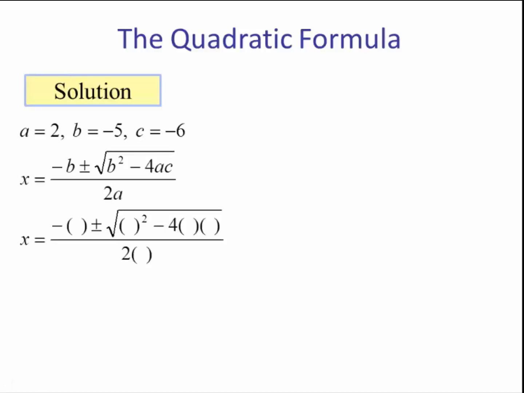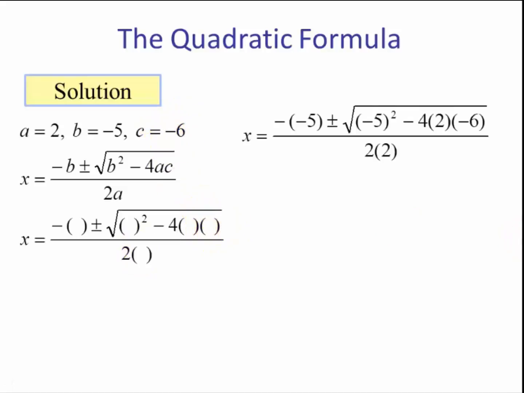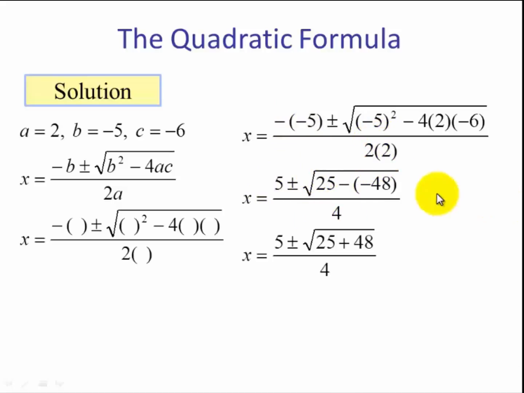So using the quadratic formula, I put -5 in for B, I put 2 in for A, here and here, and C is -6, it goes here. Next, we evaluate this expression. 5 squared is 25, minus 4 times 2 times -6, which gives us -48. A -5 is positive, and 2 times 2 is 4. Next step, 25 minus -48 is the same thing as 25 plus 48. 25 plus 48 gives us 73.